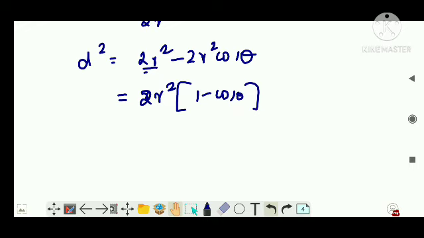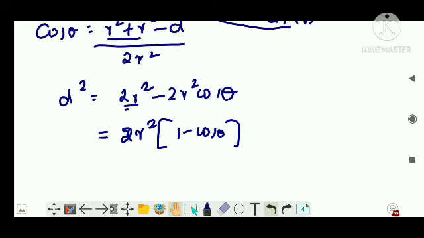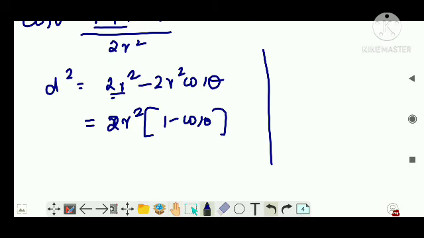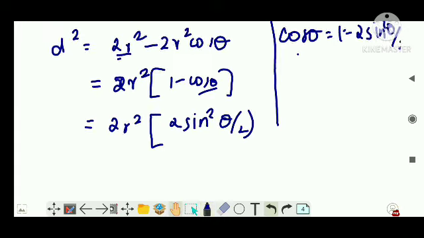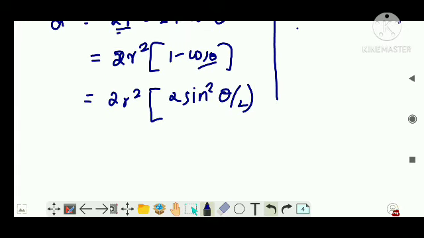Trigonometry. Cos theta. If you don't know, I can write it here. There is a formula for cos theta: cos theta is equal to 1 minus 2 sine squared theta by 2. Right? So that value you have to substitute here. So 1 minus this 1 goes off and the minus goes off. So you will get 2r squared times 2 sine squared theta by 2. Just substitute this cos theta here. This is a new formula. That's why I took it. Clear?